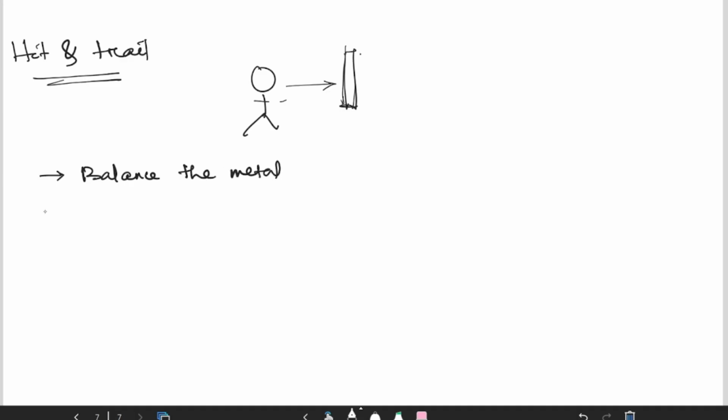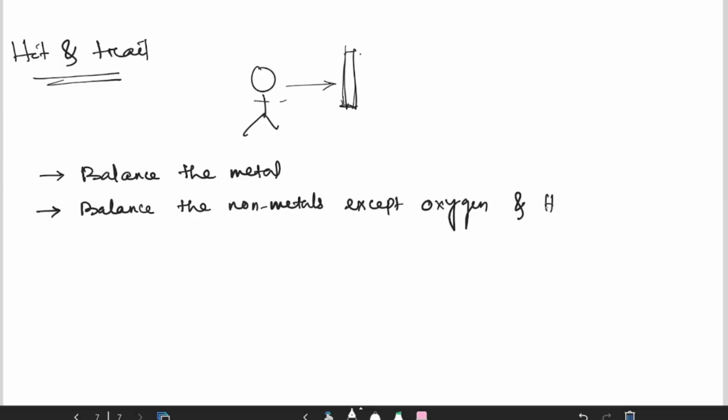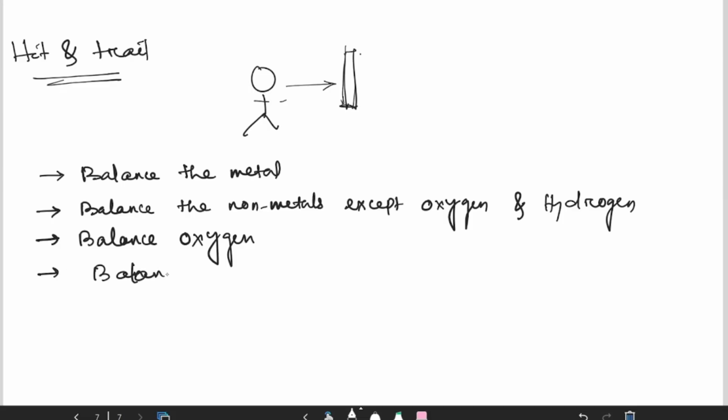Then second, you have to balance the non-metals, except oxygen and hydrogen. Thirdly, balance oxygen, and the last one is balance hydrogen. Okay, balance hydrogen. So this is the sequence you should follow, right?